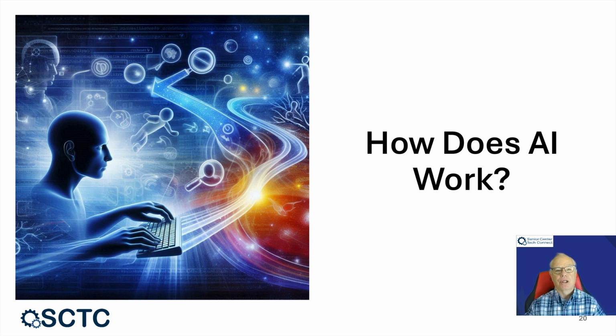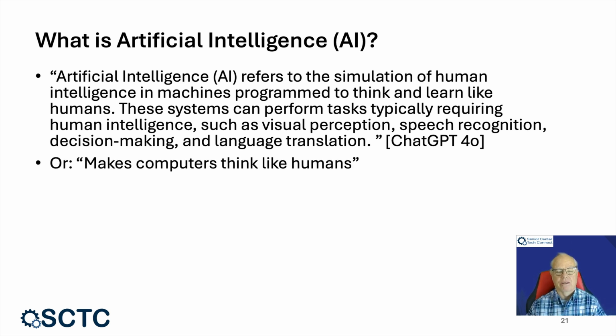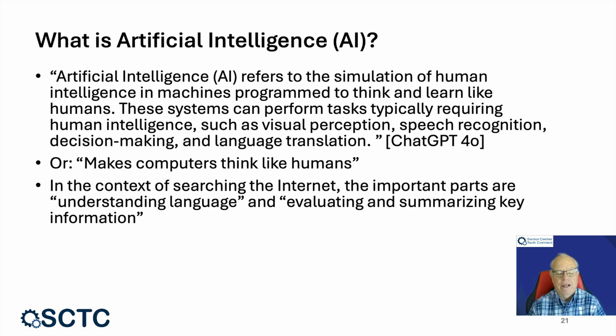First of all, what is artificial intelligence? Now, of course, you have to ask artificial intelligence to get that answer. And this is what ChatGPT came up with. The important thing there is that it's simulating how humans think, or it makes computers think like humans, is how we look at it. And in the context of searching the internet, these AI-aided search engines, the important parts are understanding language, almost any language, by the way, and evaluating and summarizing key information.